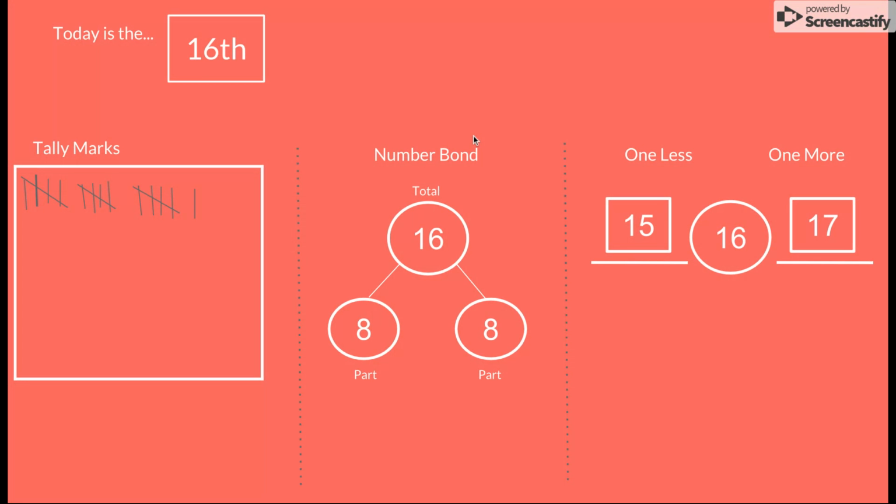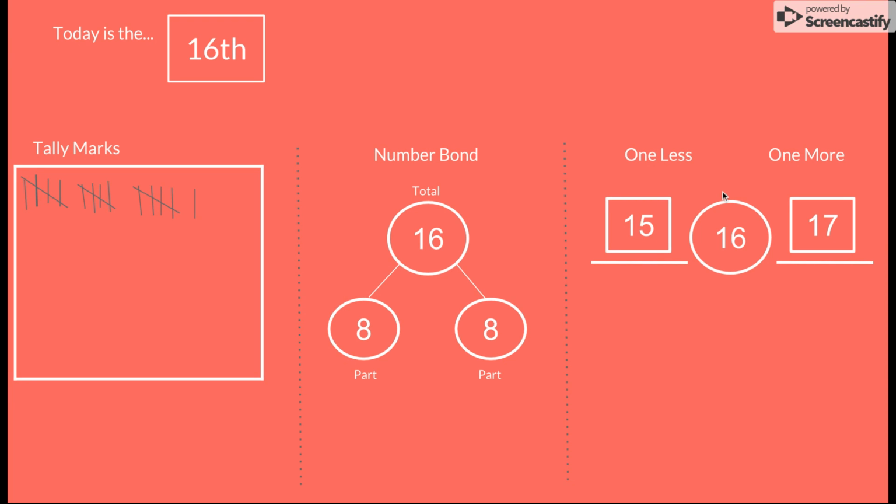Then we're introducing a number bond. The larger number, our date, is the 16th. That's the total. How can we break apart 16? For this example, we did 8 and 8. So these two parts equal the total.